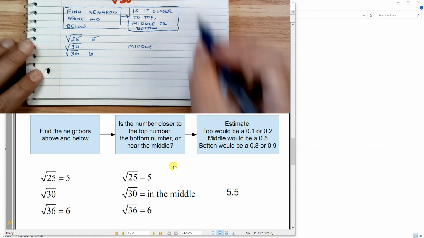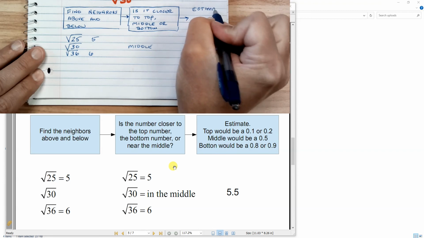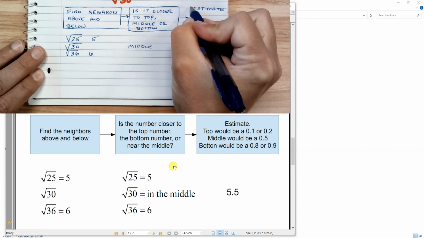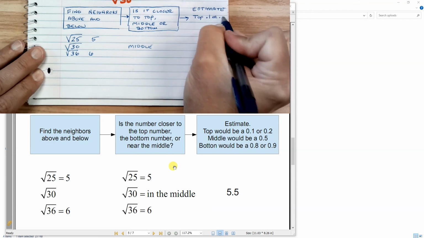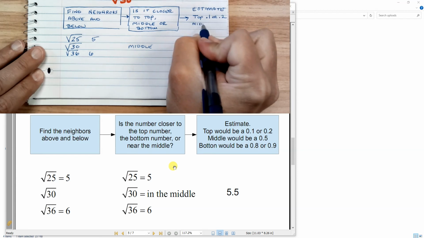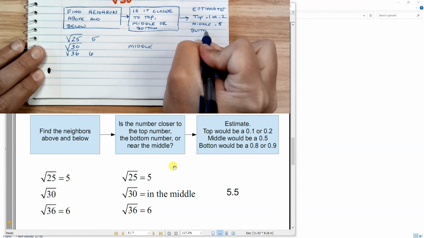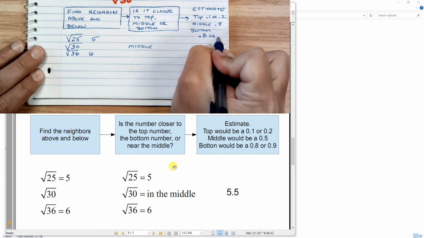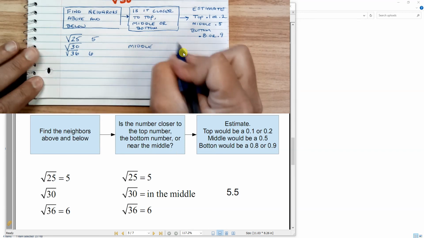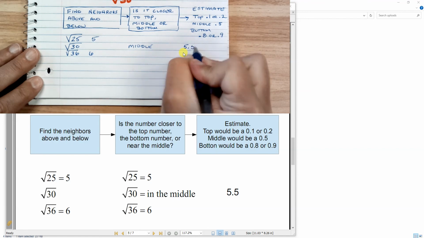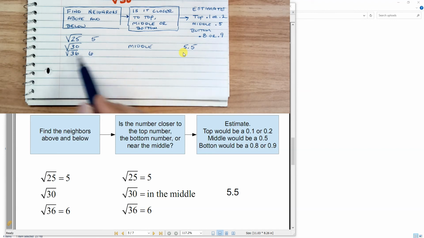And now we're going to estimate. Our estimates: a top would be maybe a 0.1 or a 0.2. A middle would be about a 0.5. And a bottom would be about a 0.8 or 0.9. So I think this is right in the middle, so it's going to be about a 5.5. If I was doing 26, I'd say it's probably like a 5.1. If it's 35, I'd say it's like a 5.9.